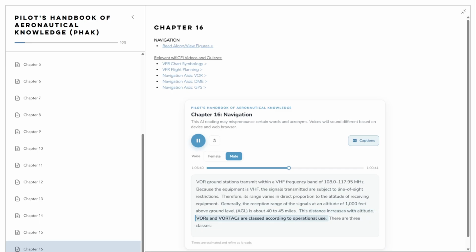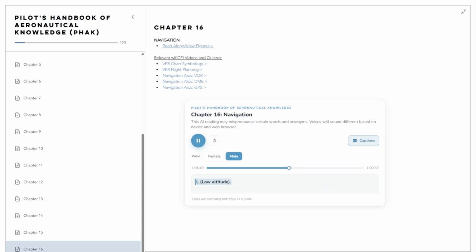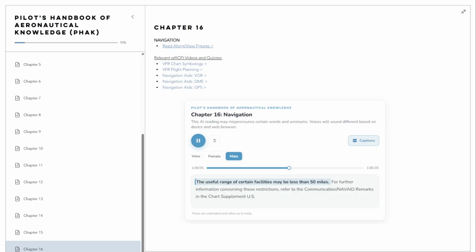VORs and VOR-TACs are classed according to operational use. There are 3 classes: T, terminal; L, low altitude; H, high altitude. The useful range of certain facilities may be less than 50 miles. For further information concerning these restrictions, refer to the Communication, NAVAID remarks in the Chart Supplement US.